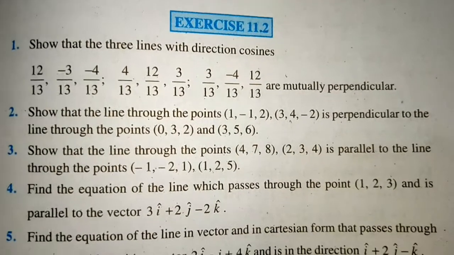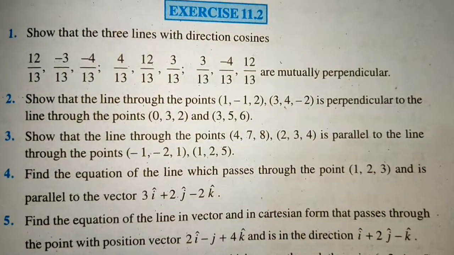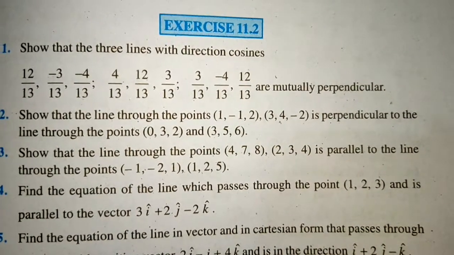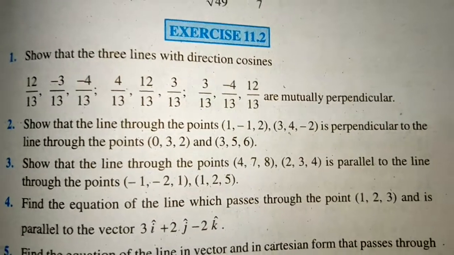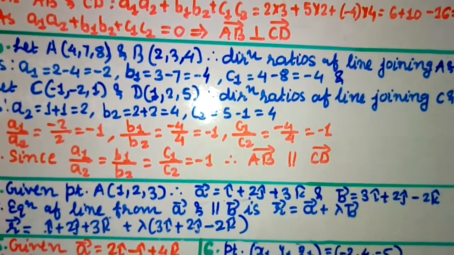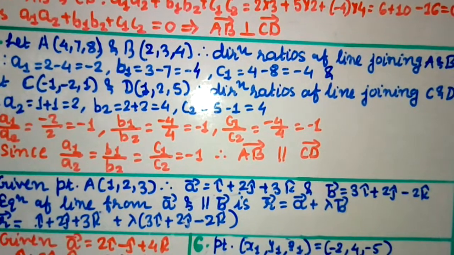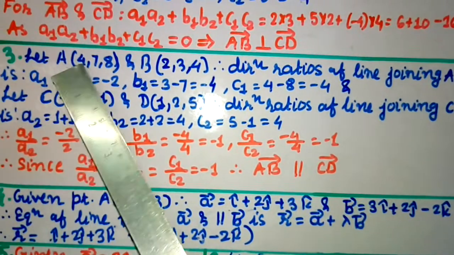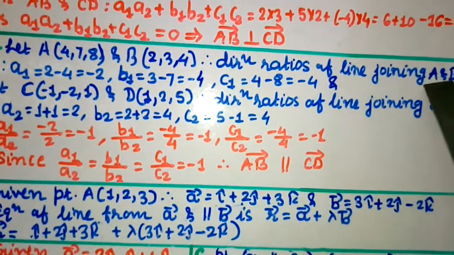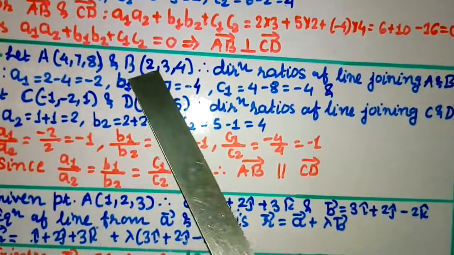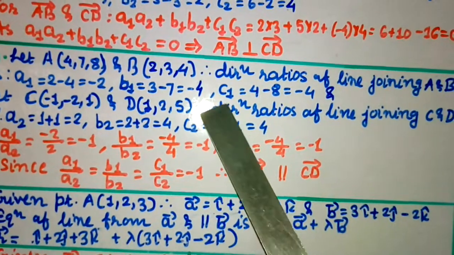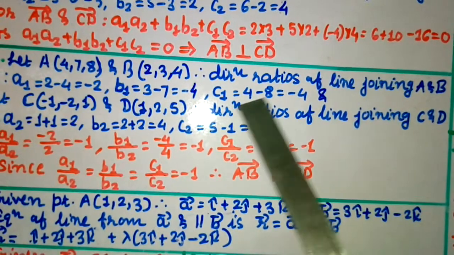Question number 3. Show that the line through the points (4, 7, 8) and (2, 3, 4) is parallel to the line through the points (-1, -2, 1) and (1, 2, 5). Again I call the first point A, the second point B, the third point C, and the fourth point D. So here A is (4, 7, 8) and B is (2, 3, 4). Therefore the direction ratios of the line joining points A and B are a1 = 2 minus 4, which gives you -2, b1 = 3 minus 7, that gives you -4, and c1 = 4 minus 8, that gives you -4.